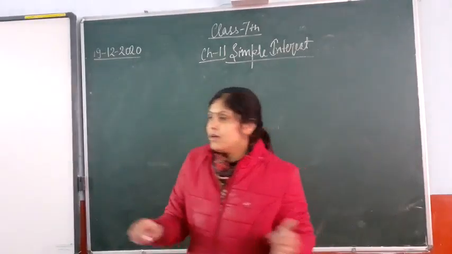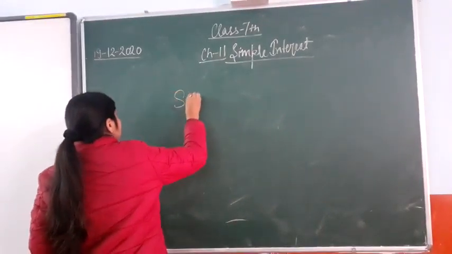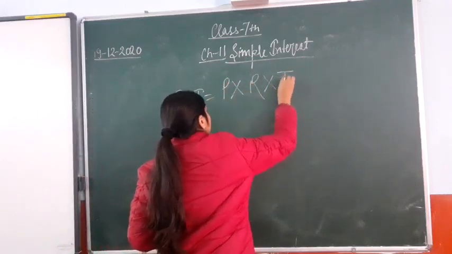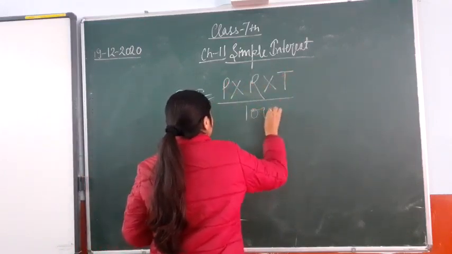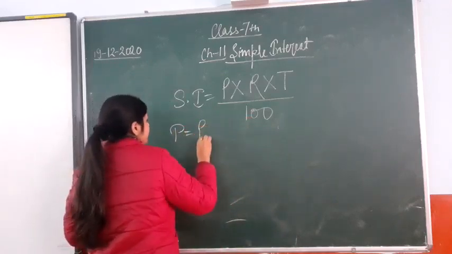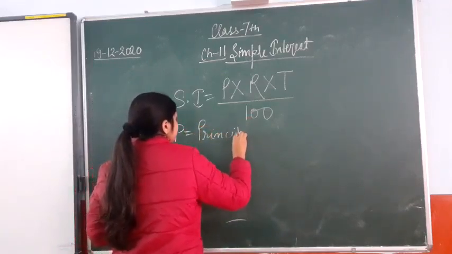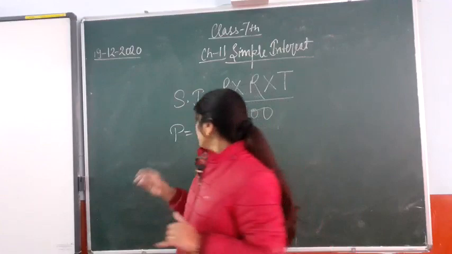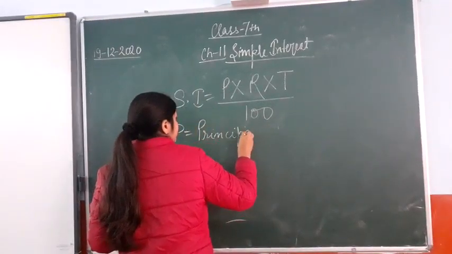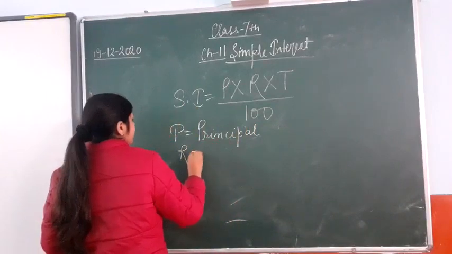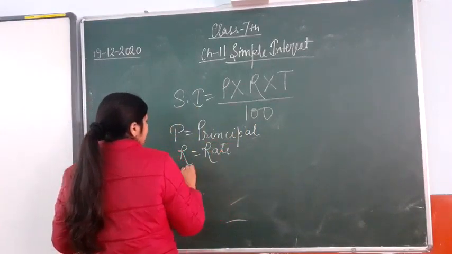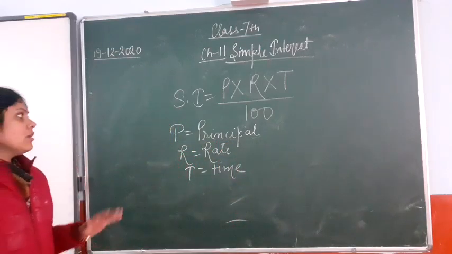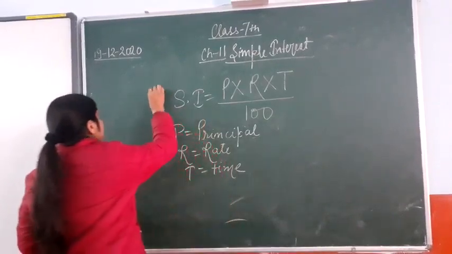Okay, so this is the formula for simple interest. SI is equal to P into R into T upon 100, where P is equal to principal, and this will represent principal, R is rate, T is time. Clear? From this formula, you have to find the rest of the formulas also.